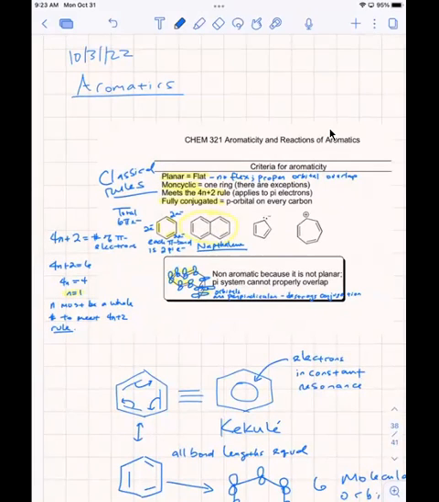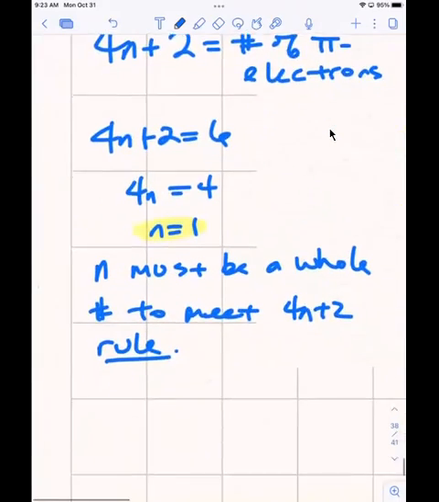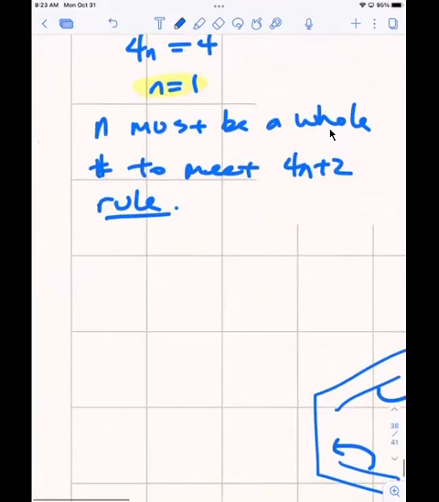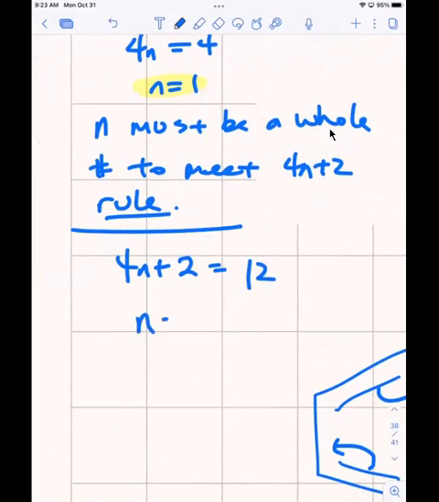I have a question. Go ahead. So in what case would n not be a whole number? Let's say if you had 12 pi electrons, right? And that's a great question. So let's say 4n+2 was 12, right? N in this case is going to be what, 2.5? Is that right?